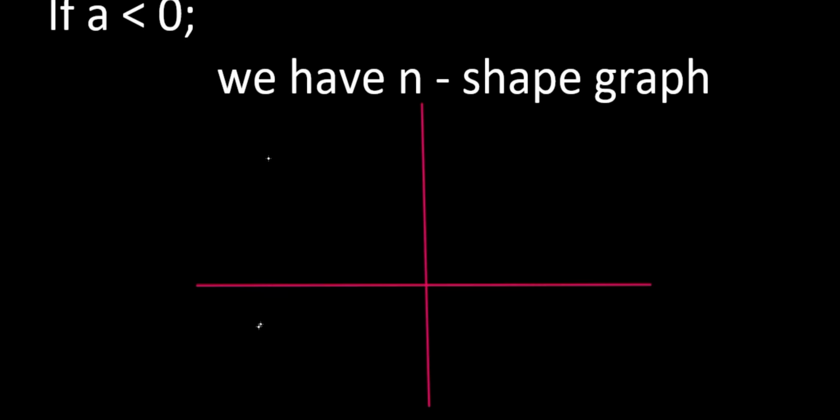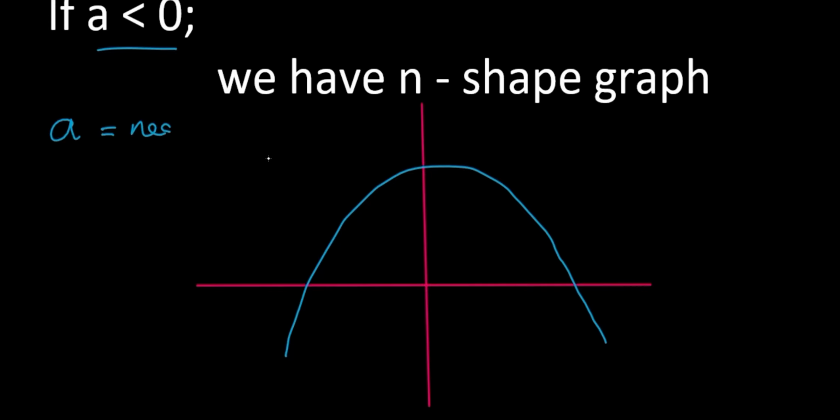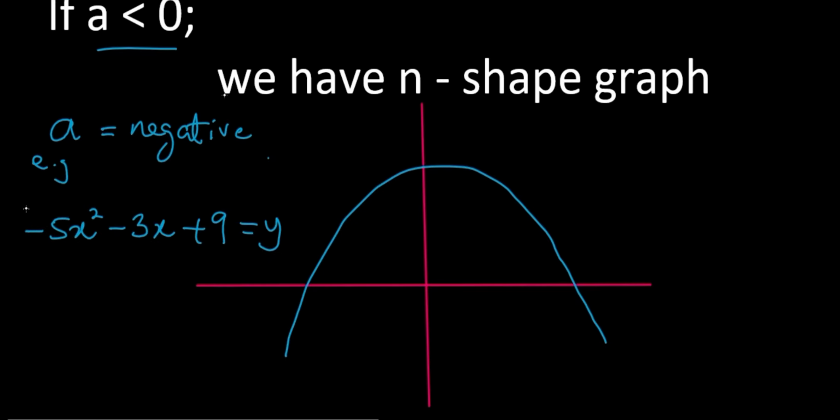if a is less than 0, we have an n-shaped graph. And if a is less than 0, the implication is that a is negative. Let us look at this example. The coefficient of x squared is minus 5, which is negative. So it gives an n shape.